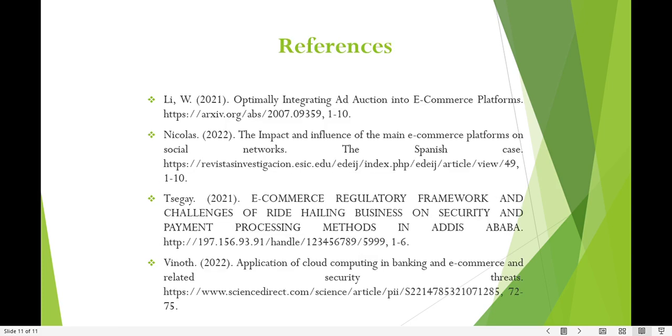These are the major conclusions, and these are the references which I recently got. One of them is about integration into the e-commerce website, and Nicholas is one of those impacting the main e-commerce website on social networks. I got another one from the regulatory framework for security business, and I got Vinod from the applications. These are the major things that will really help.